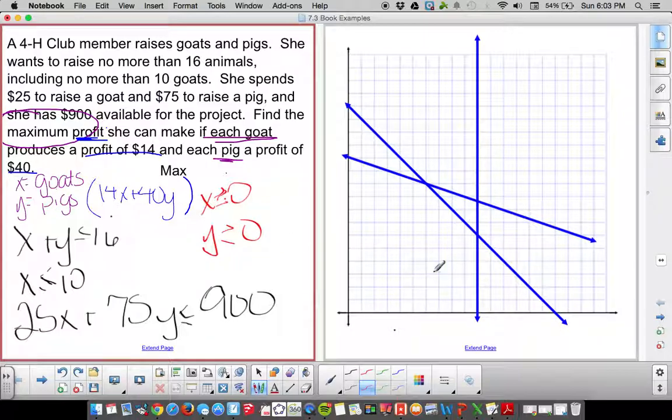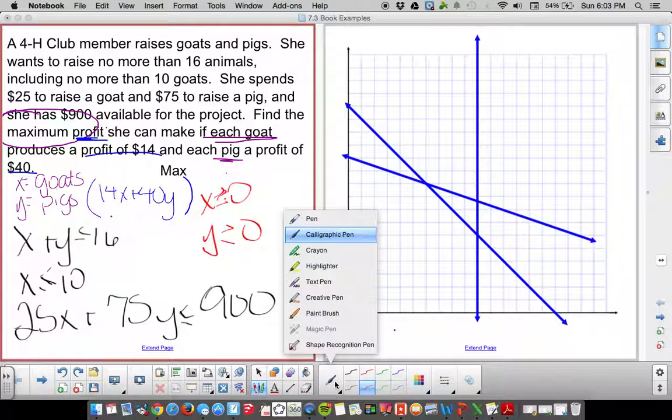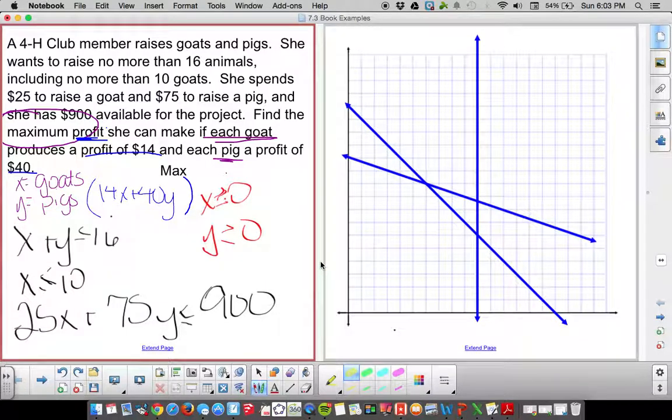So here is my system of inequalities graphed. This is x less than or equal to 10. Here is x plus y less than or equal to 16. And here is 25x plus 75y less than or equal to 900. So what I need to do is find my feasible region. And remember, my feasible region is the solution to the system of inequalities.